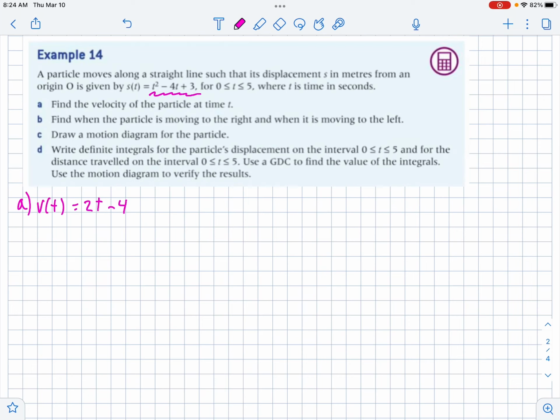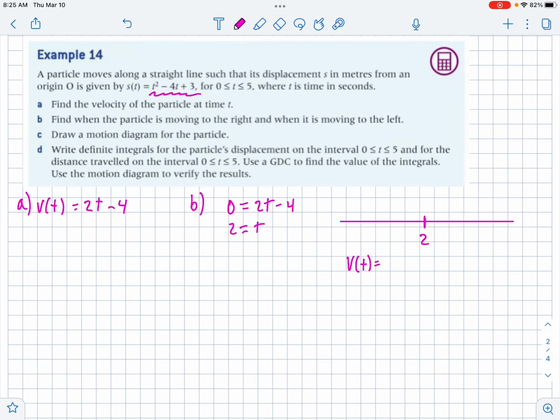Part B, find when the particle is moving to the right and when it's moving to the left. It switches directions when the velocity changes from negative to positive or positive to negative, left to right or right to left. So to figure out part B, we have to set the velocity equal to 0 and solve. So add 4, divide by 2. So at time 2 is when it switches directions. But I don't necessarily know if before 2 it's going to the right or to the left. I do know that it switches at that point.